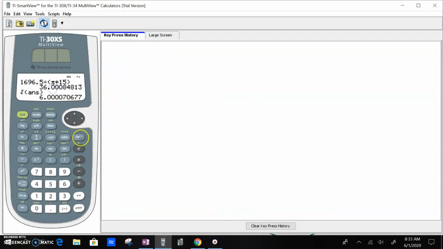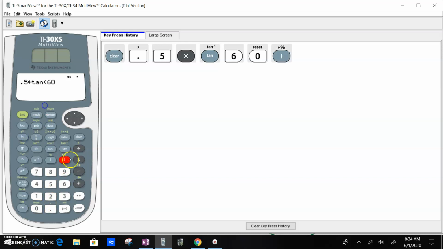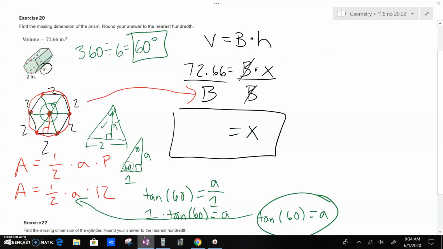So let's clear this out. Half times tan of 60 times 12, or 0.5 times tan of 60 times 12. That's 10.39. And I'm just going to let the calculator hang on to that number. Let's actually just call it 10.4. So my area of the base is 10.4.